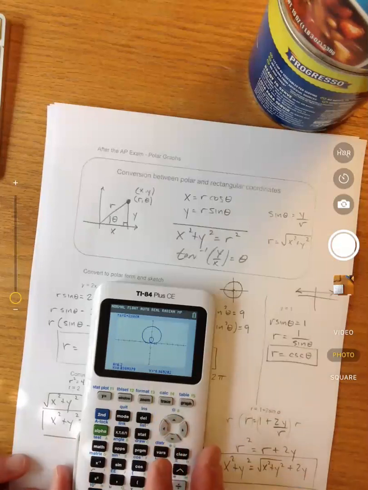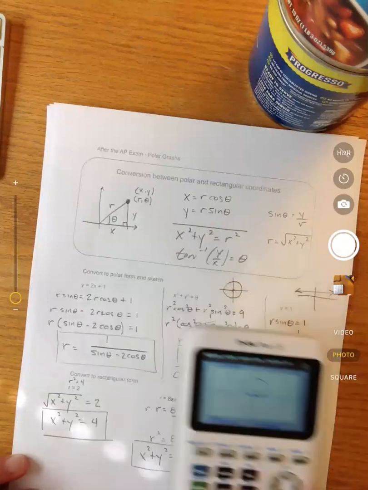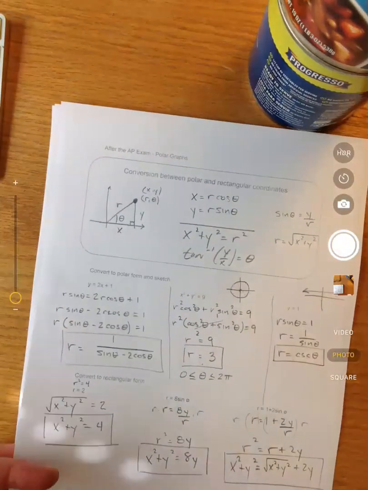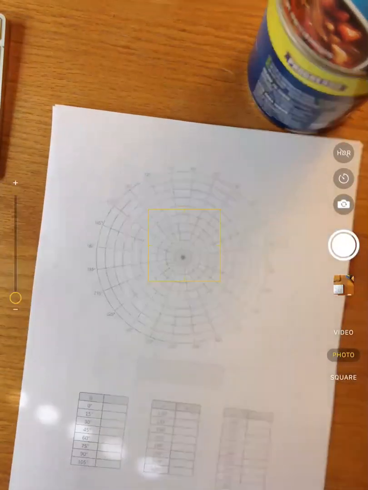We'll talk tomorrow about how we're going to calculate areas inside of here. That's where the calculus comes in. So right now we're still doing pre-calculus stuff. There's no calculus here just yet.